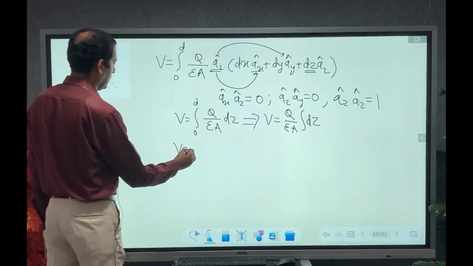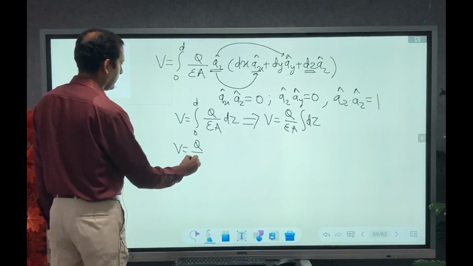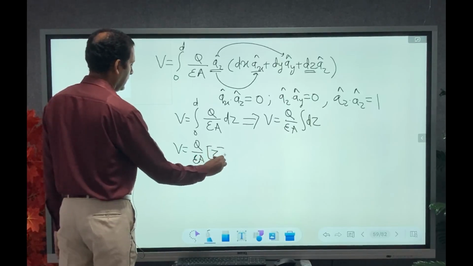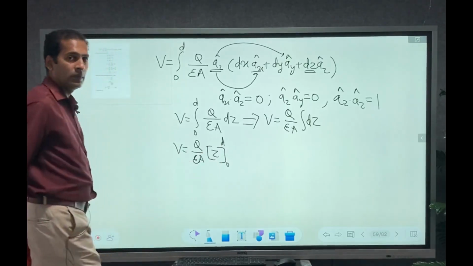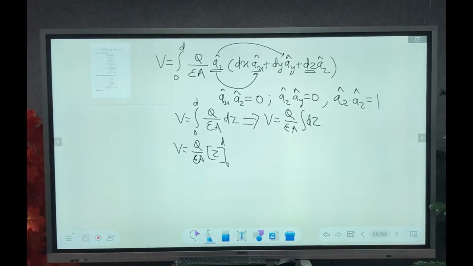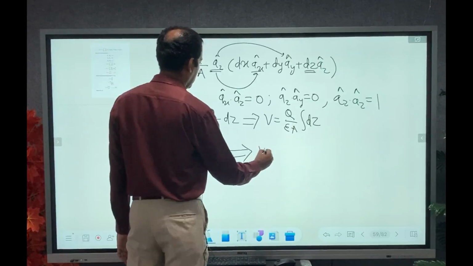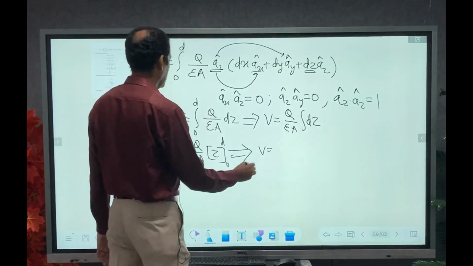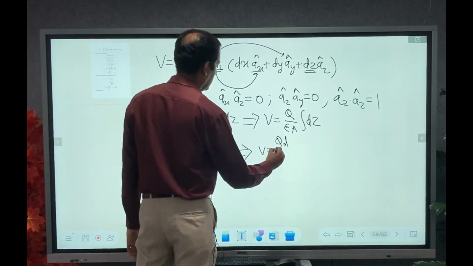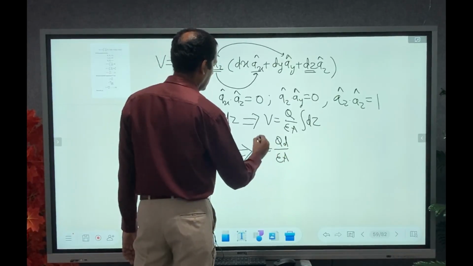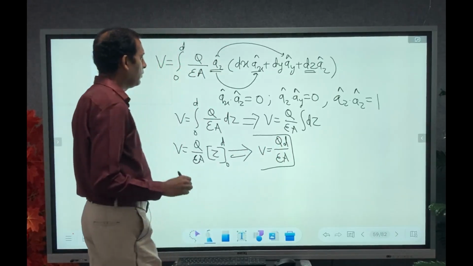We will get V is equal to Q by epsilon A, z from 0 to D. So what we will get? The final answer, we will get Qd by epsilon A. Why we are calculating voltage? I will tell you. So V will be equal to Qd by epsilon A. Now this is the voltage.